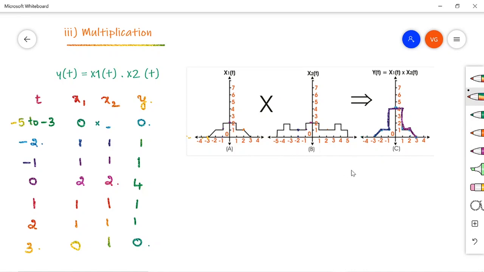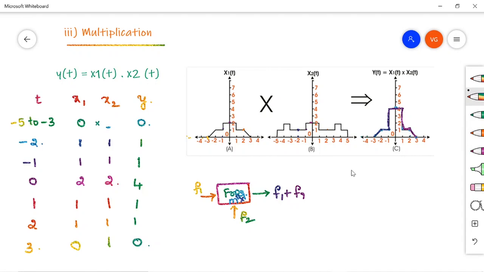Now, where are we using this addition and multiplication of two signals? Suppose, say, if I want to add two signals, one a low frequency signal and one a high frequency signal, then we will be using a frequency mixer. So such kinds of frequency mixers use this type of signal addition.